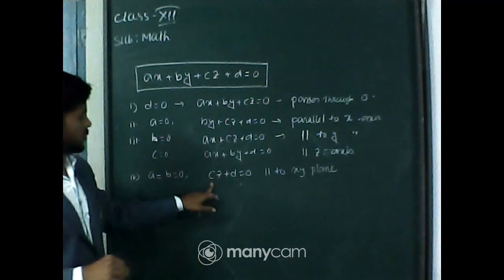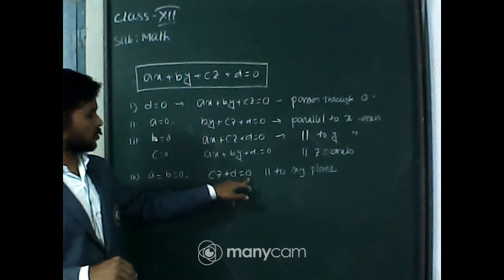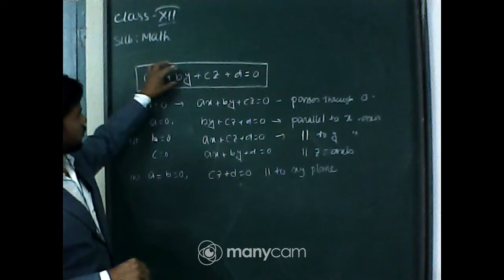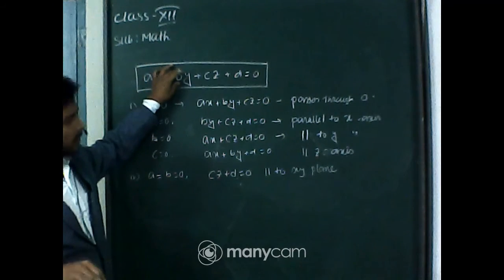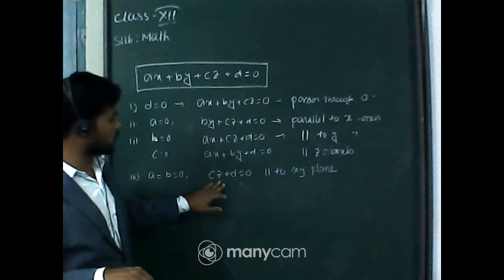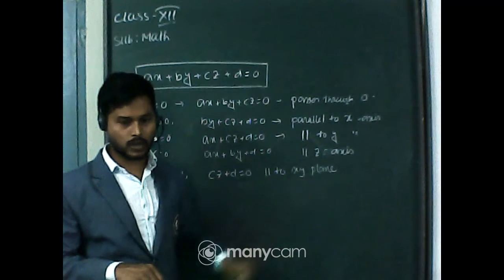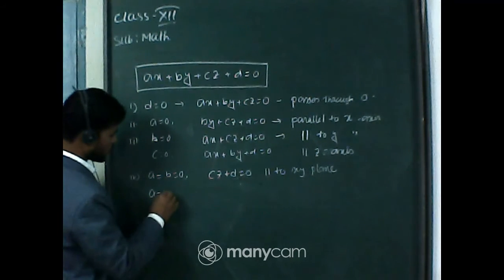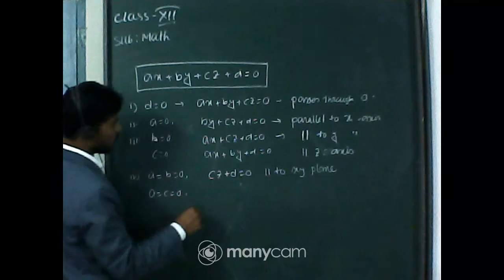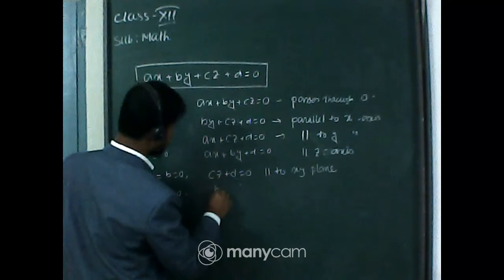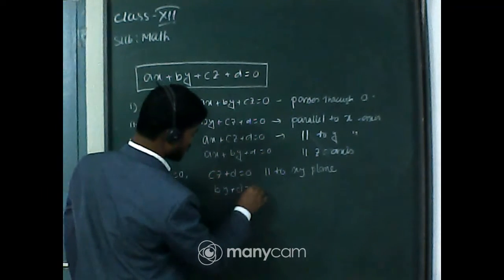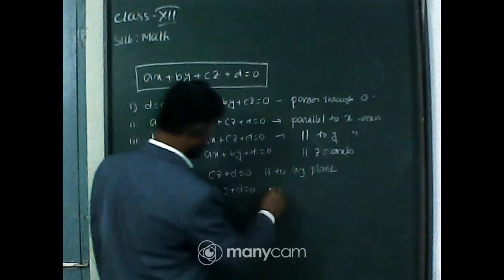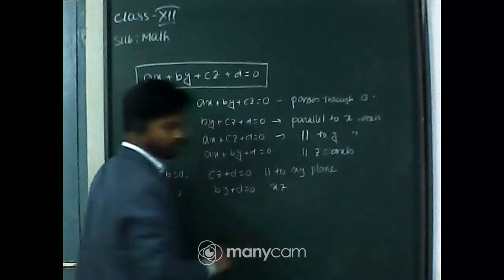If cz plus d is equal to 0, it means the coefficients of x and y are both 0, so this gives a plane which is parallel to the xy plane. Similarly, if I put a equal to c equal to 0, then the equation will be by plus d equal to 0. This will be a plane which is parallel to the xz plane.